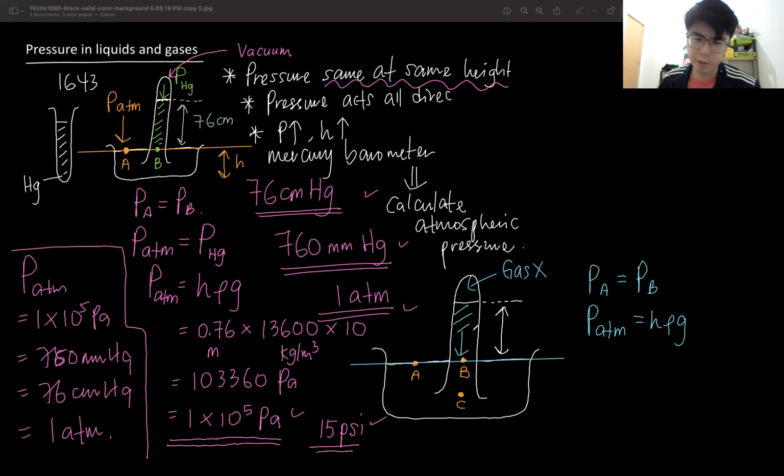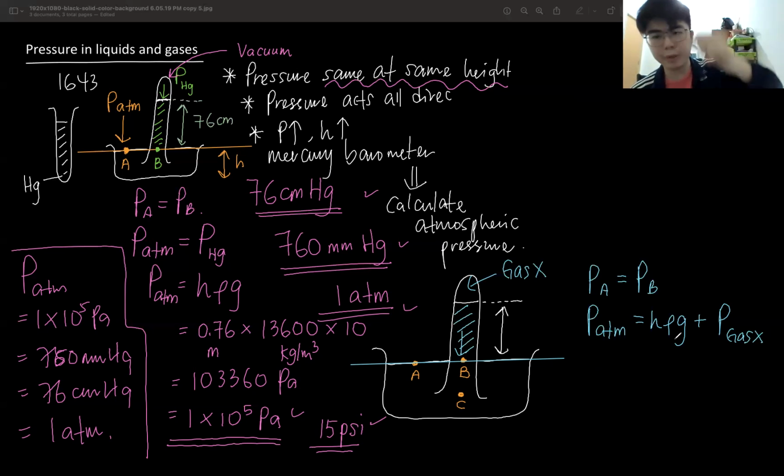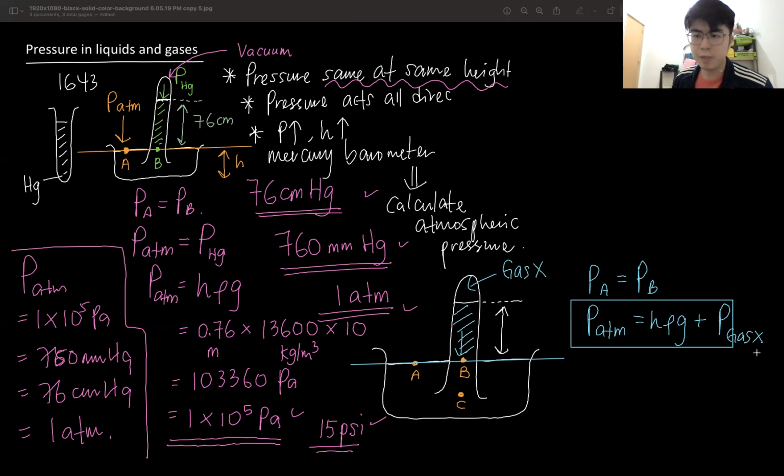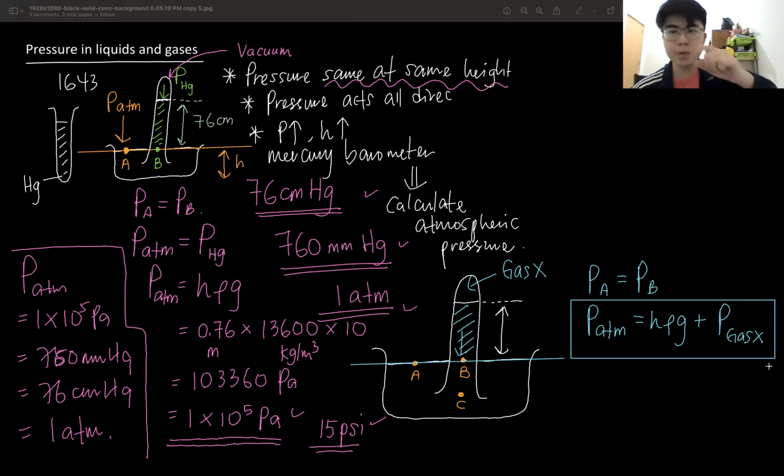This is from the liquid column, right? You need to add the pressure of gas X. So if the pressure of gas X is given, then you can put it in. This is your equation. No need to remember the equation. Most importantly, you understand how I get this equation. It's from the first property: pressure at the same height is the same.